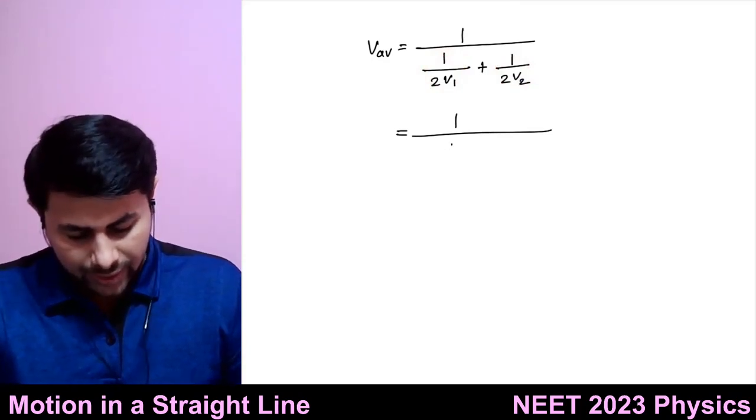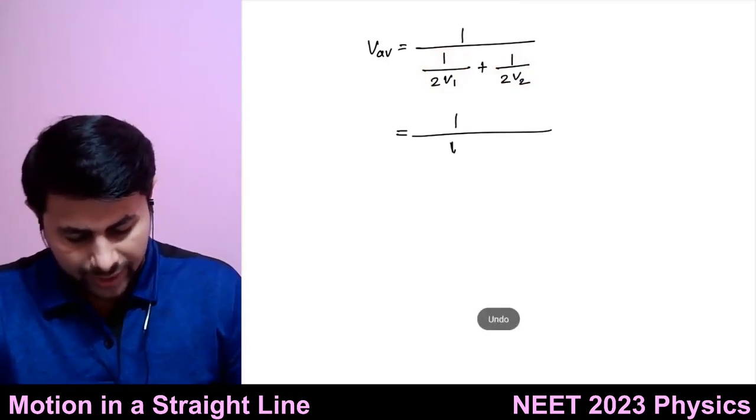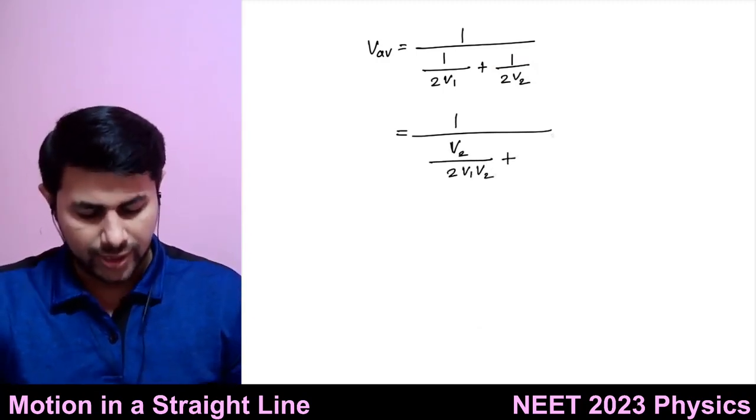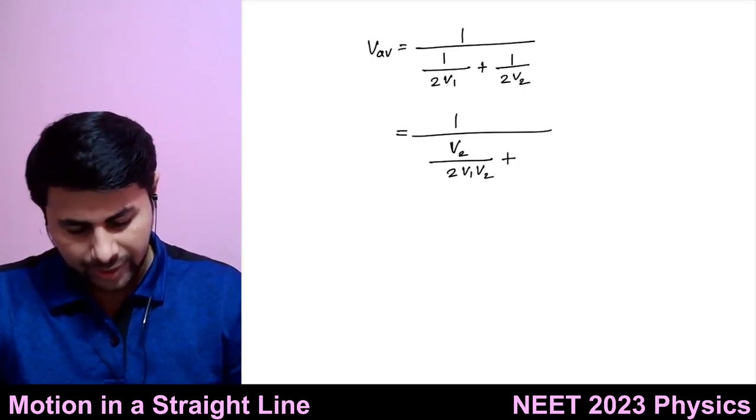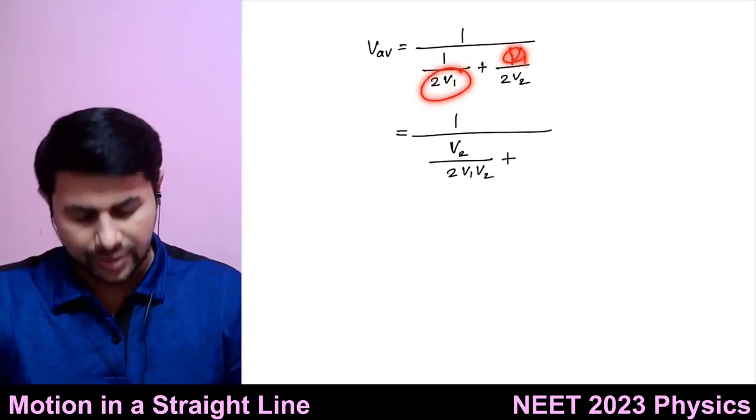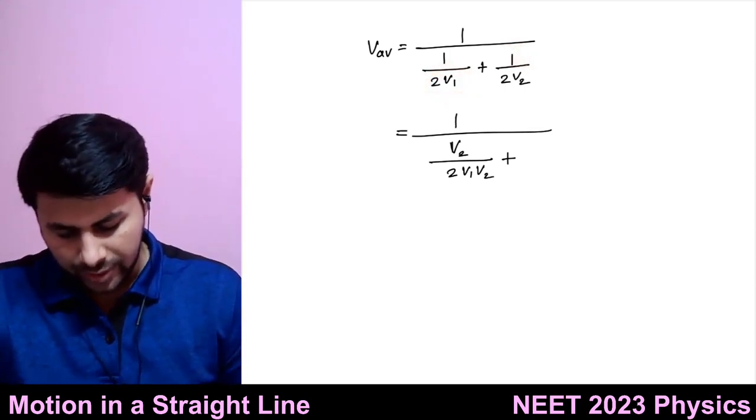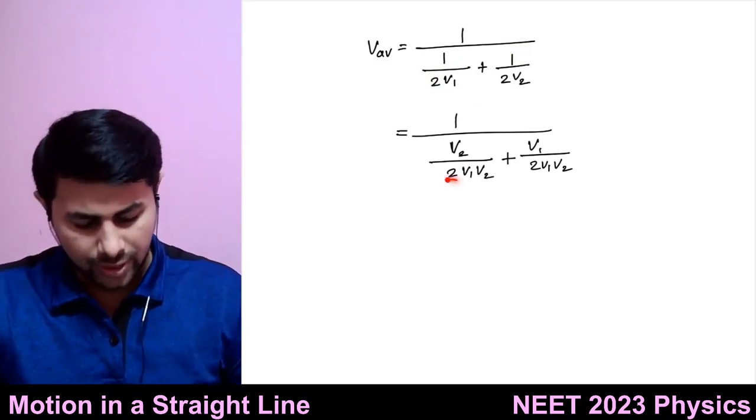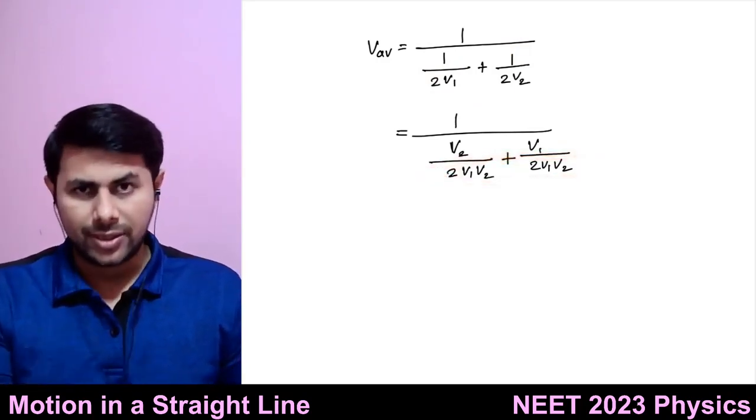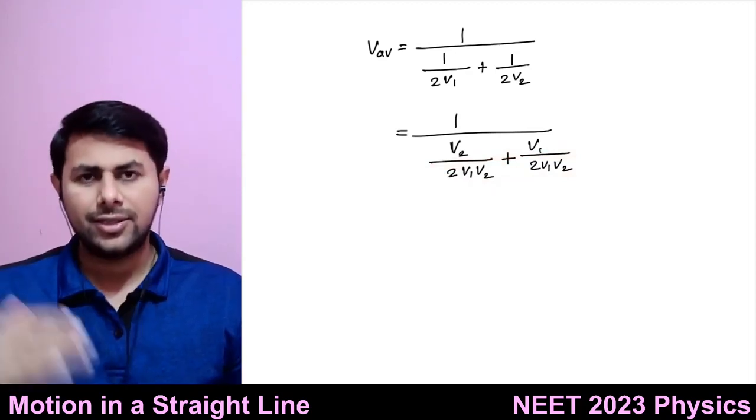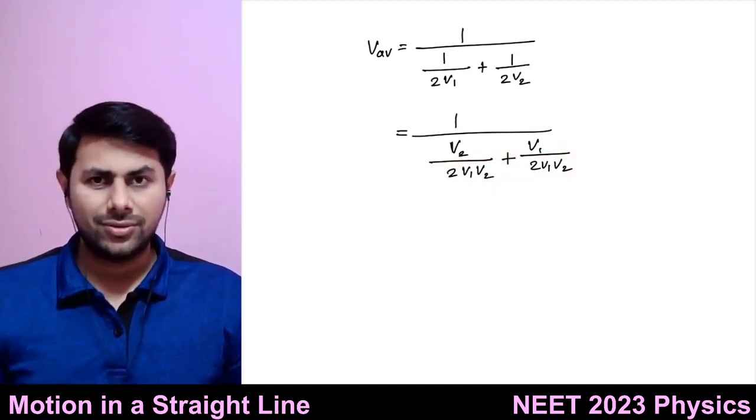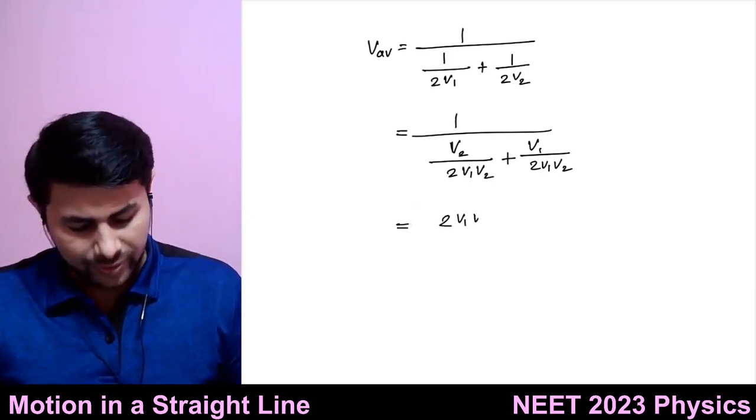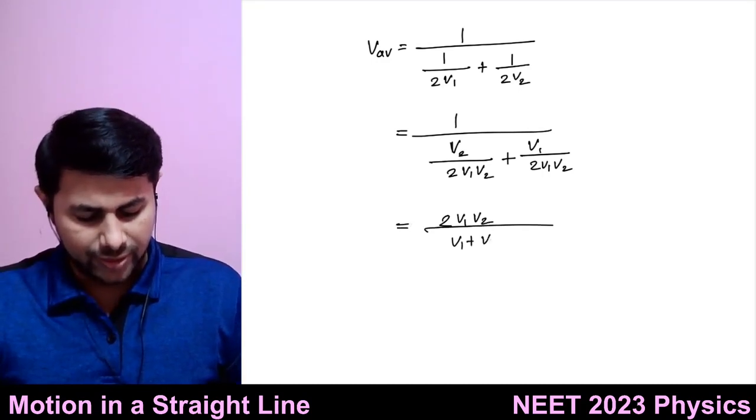So I will get v2 divided by 2v1 v2 plus, here if I multiply with v1, it will be v1 divided by 2v1 v2. And now denominator is same, you can take it common, right? You can write common denominator, and it is the denominator of denominator, so you can take that to numerator, right? So this is 2 times v1 v2 divided by v1 plus v2.